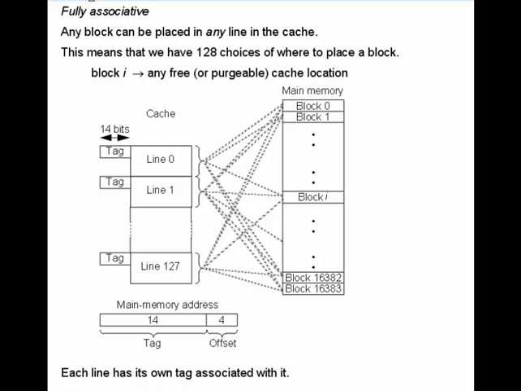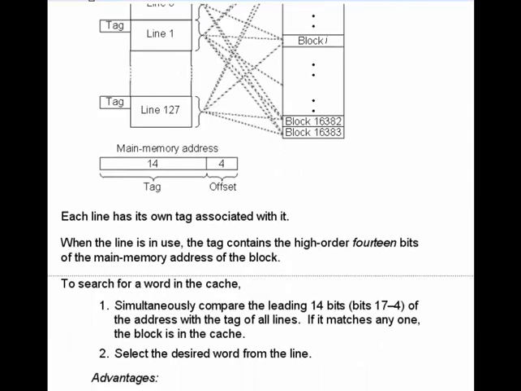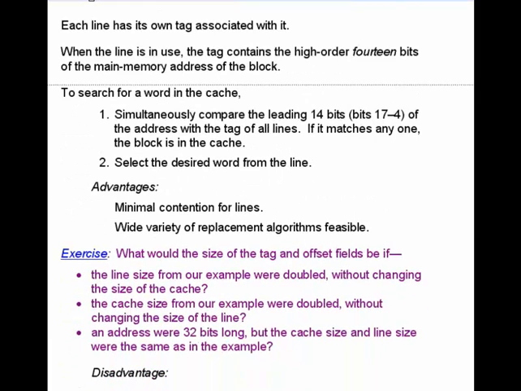And of course, each line has its own tag associated with it. When the line is in use, the tag contains the high order 14 bits of the main memory address of that block. So to search for a word in the cache, we have to compare the leading 14 bits of the address with the tag of all lines, and we need to do it simultaneously. So now, instead of having a single 7-bit comparison going on, we have 128 14-bit comparisons, and that obviously makes it a lot more complicated to build this cache.